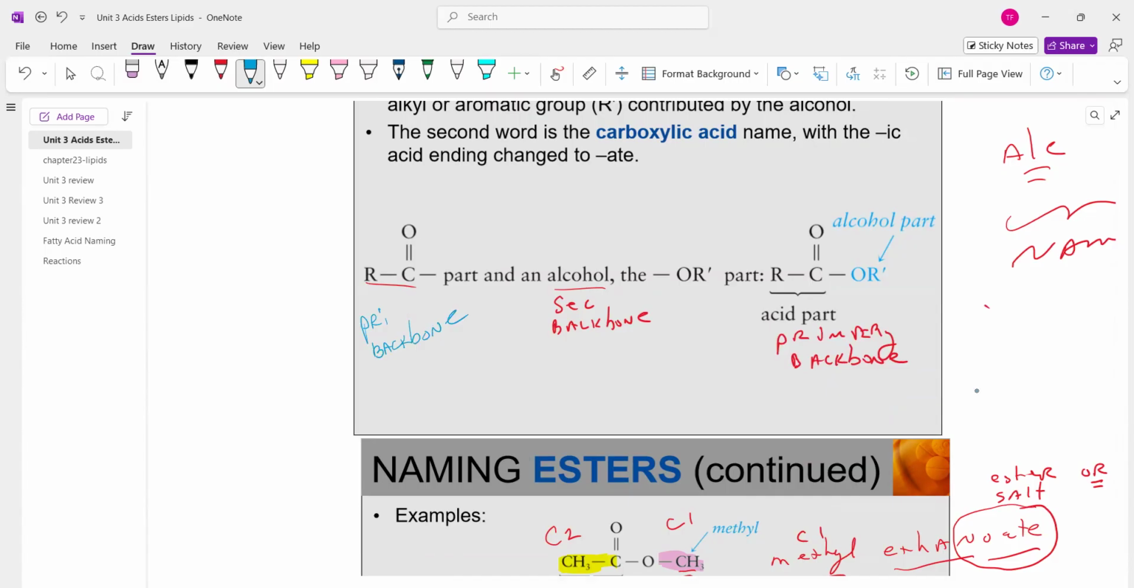So the primary backbone comes from the acidic part of the ester. That's the acidic part attached to the carbonyl group, the double bond. And the secondary backbone comes from the alcohol part. So acid, alcohol.